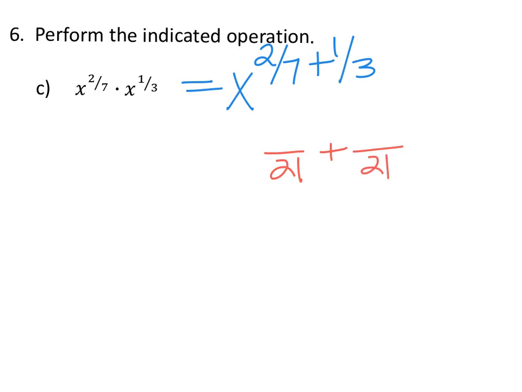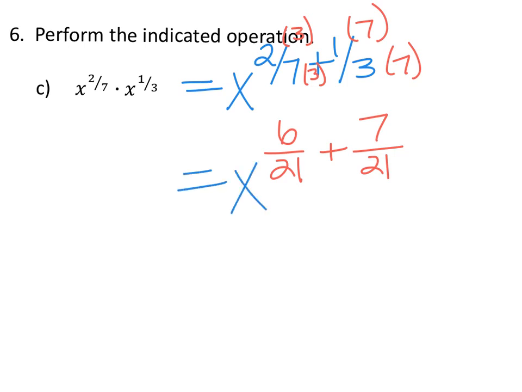And then to get 21 from the 7, we're going to multiply by 3. So we're going to do that to the top and the bottom. And then 3 times 7 is 21. Do that to the top and bottom. So now we have x raised to the 6/21 plus 7/21.